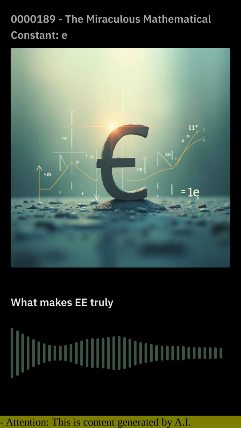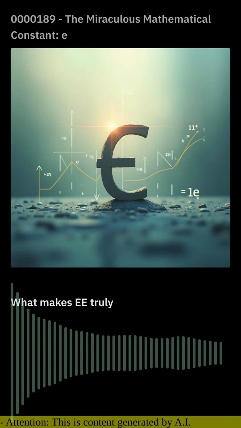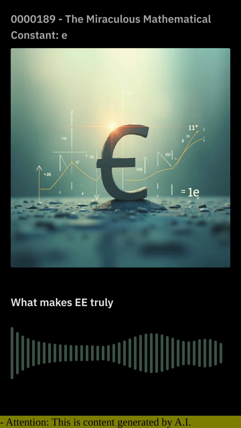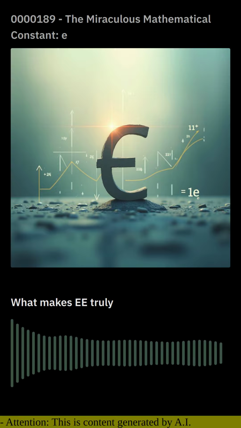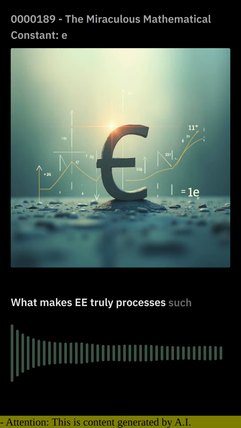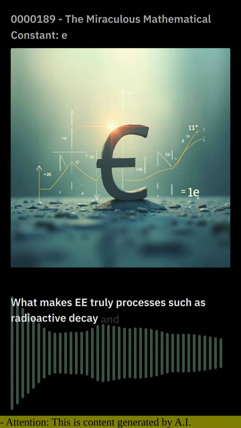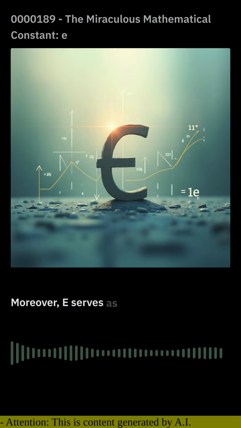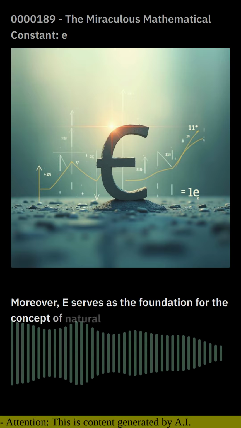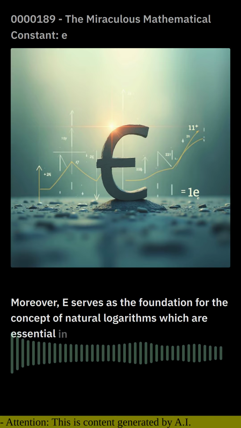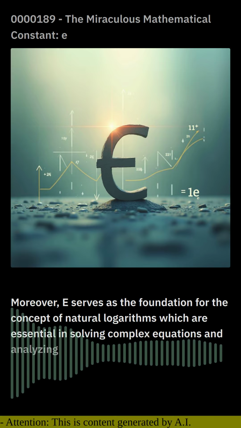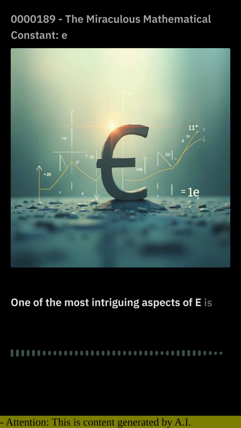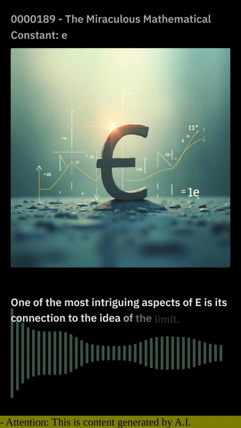E can be found in exponential functions, which describe growth, decay, and periodic phenomena. Its appearance in these functions reveals the fundamental nature of natural processes such as radioactive decay and population growth. Moreover, E serves as the foundation for the concept of natural logarithms, which are essential in solving complex equations and analyzing data.